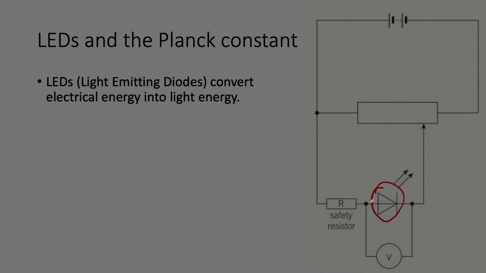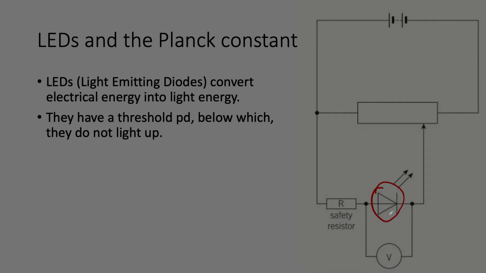So in this circuit here we've got a voltmeter across it measuring the potential difference across the LED, and we've got a potential divider here which allows us to vary the PD across the LED so we can find out what happens. What we find is that they have a threshold voltage. Below a certain voltage they don't light up. As you increase that PD, you get to a certain point when they suddenly light up. So we call that a threshold PD.